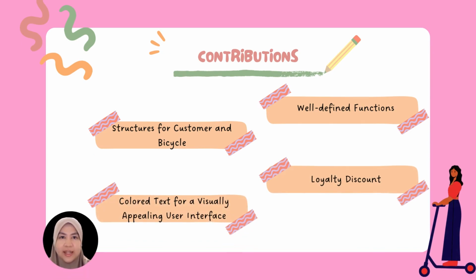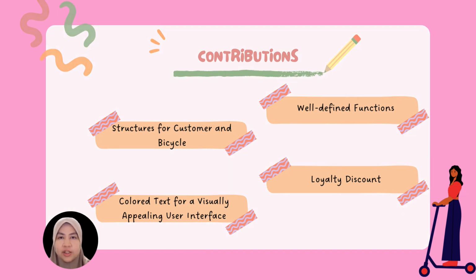Awesome Bike Rental is designed to allow users to choose a bicycle to rent, see which bicycles are available, and exit the system. To improve user involvement, the system includes color-coded console output, customer and bicycle structures, and a loyalty discount for returning clients. The use of structures for customer and bicycle, along with well-defined functions, enhances code organization. The program also utilizes colored text for a visually appealing user interface. The inclusion of a loyalty discount for returning customers adds a valuable feature to encourage customer retention.